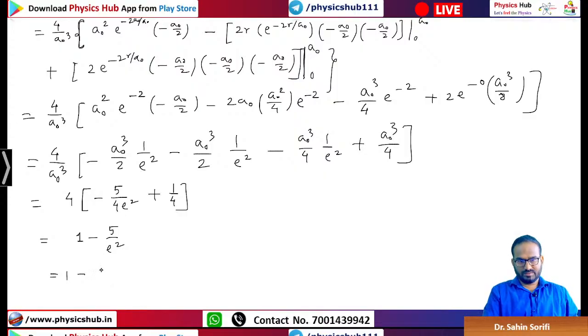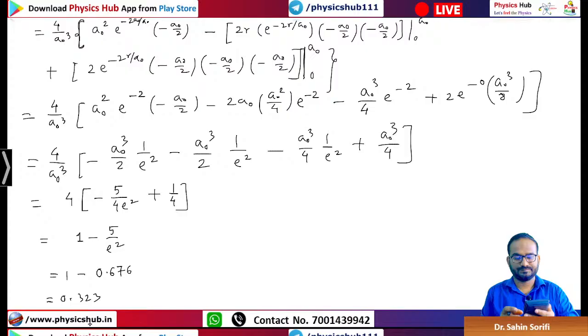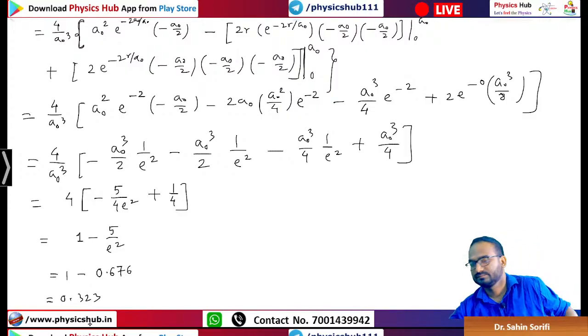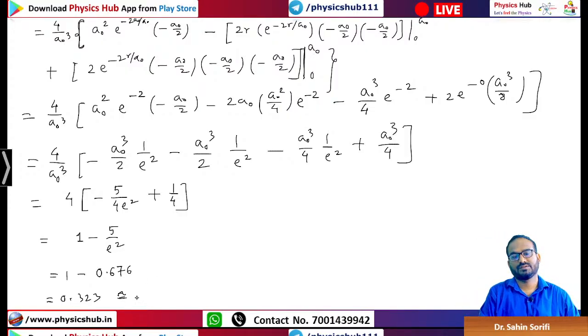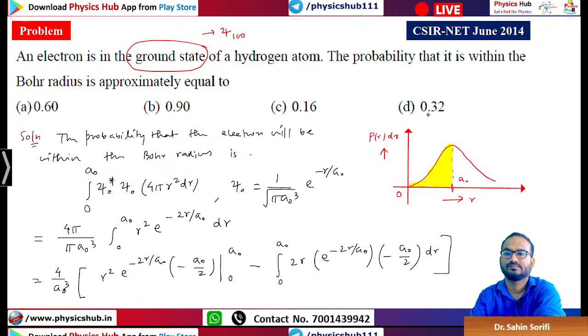So 1 minus 5 by e square, if you calculate, five by e square, I'm getting 0.676 almost. So this is approximately 0.323, and that you can approximate to be 32%. Option D.